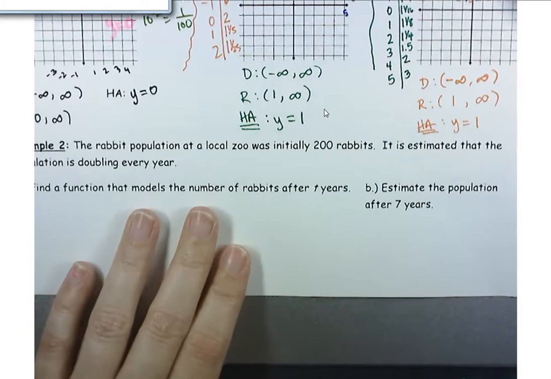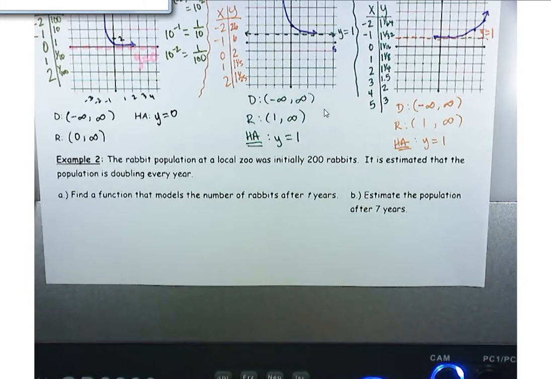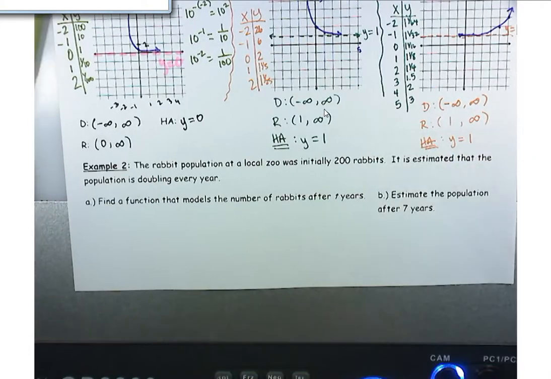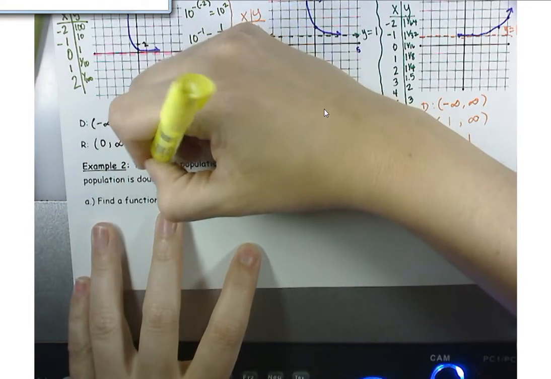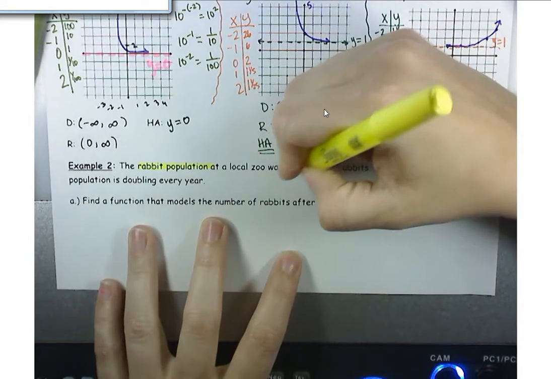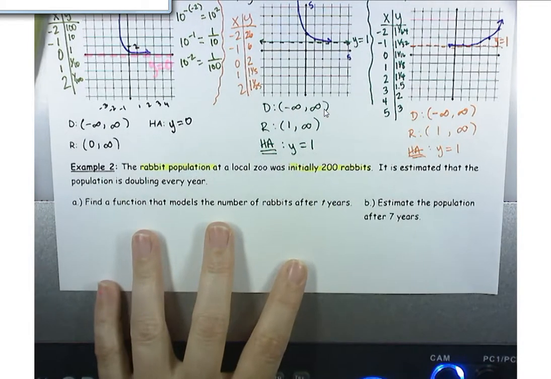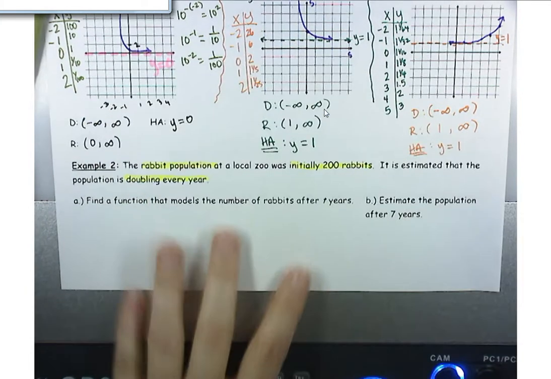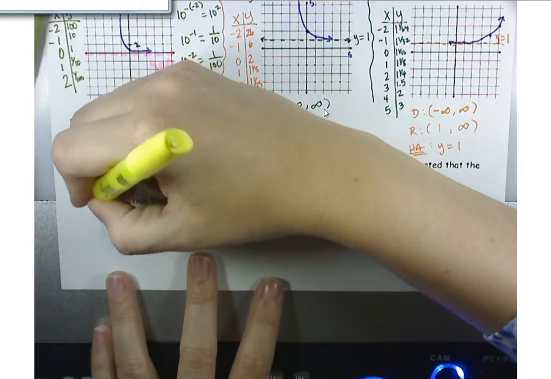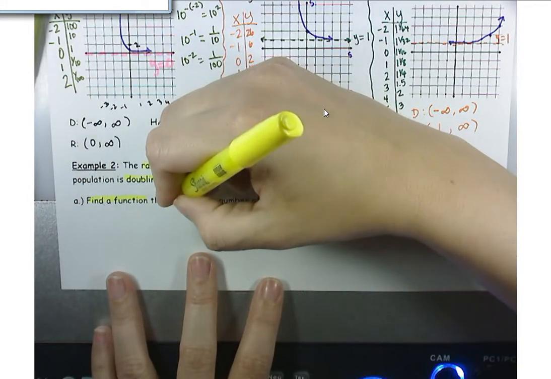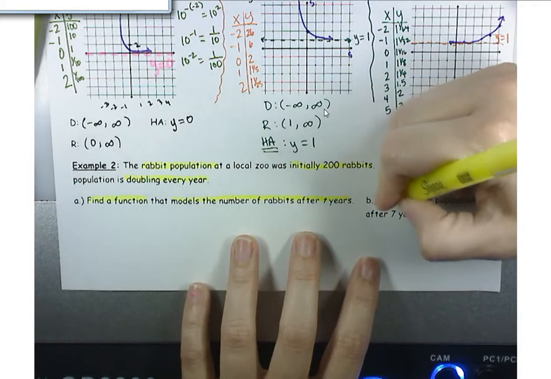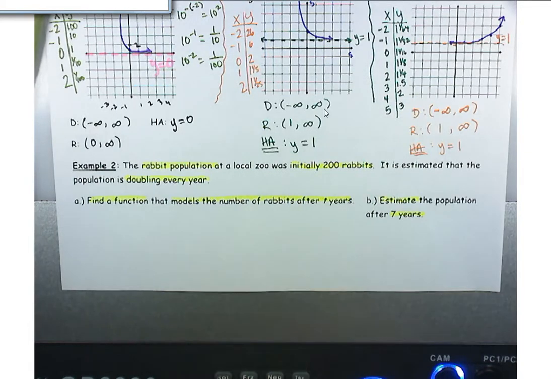All right, now we're going to move on to some practical problems. Some real world issues we got going on here, like these dang rabbits. Okay, so the rabbit population at a local zoo was initially 200. It's estimated that the population is doubling every year. So what we're going to do is find a function that's going to model the number of rabbits after t years, and then we're going to estimate the population after 7 years.